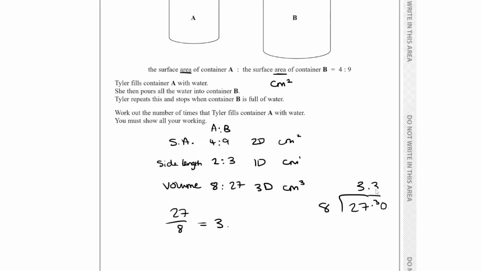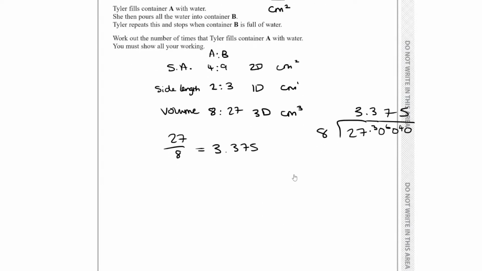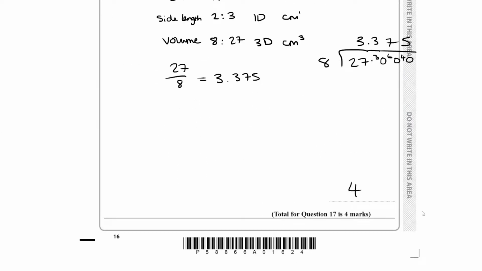30 goes in 3 times, remainder 6, goes in 7 times, remainder 4, and then a 5. So that's 3.375. You don't technically have to work that out, but it rounds up, doesn't it? Because if she fills up container A 3 times, that wouldn't be enough to fill up B, would it? If she fills up container A 4 times, obviously that's too much, but that would still make sure that at least container B was full. She'd obviously have some left over, that's fine. So in the context, you'd then have to round it up to 4. Yeah, exactly.